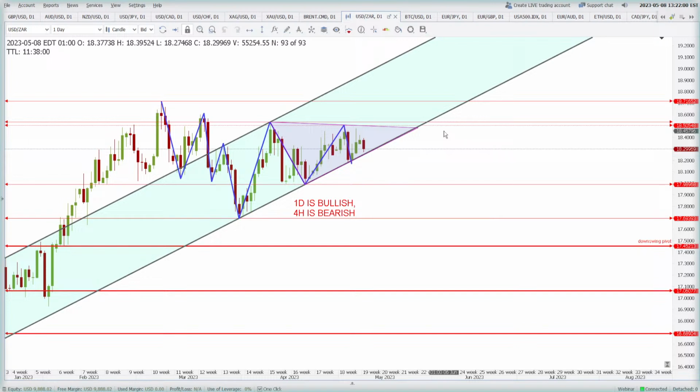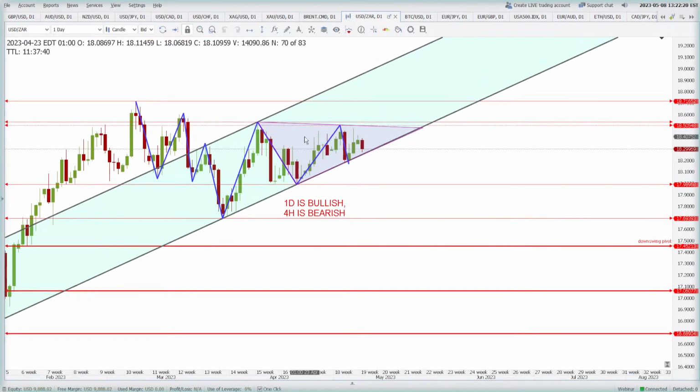US dollar against the South African rand. Guys, we have only 10 minutes and we have more than 5 pairs, so I will be going a little faster from here. Please bear with me. So we are bullish on the US dollar against the South African rand, and we are expecting the 5348 area to break to the upside.